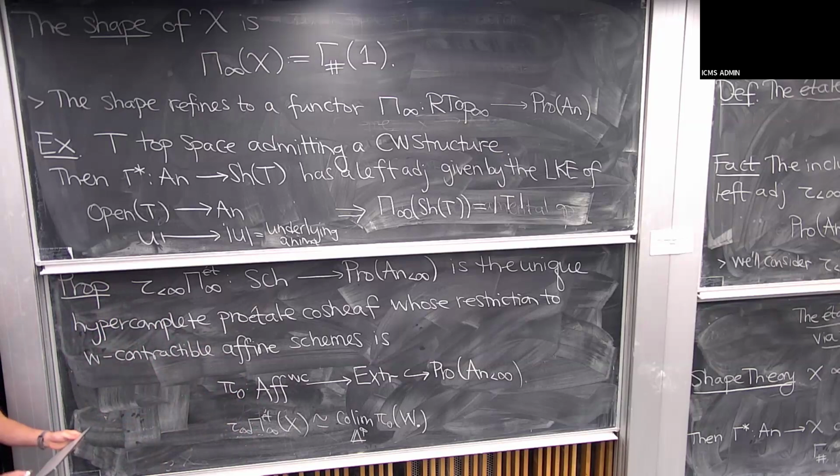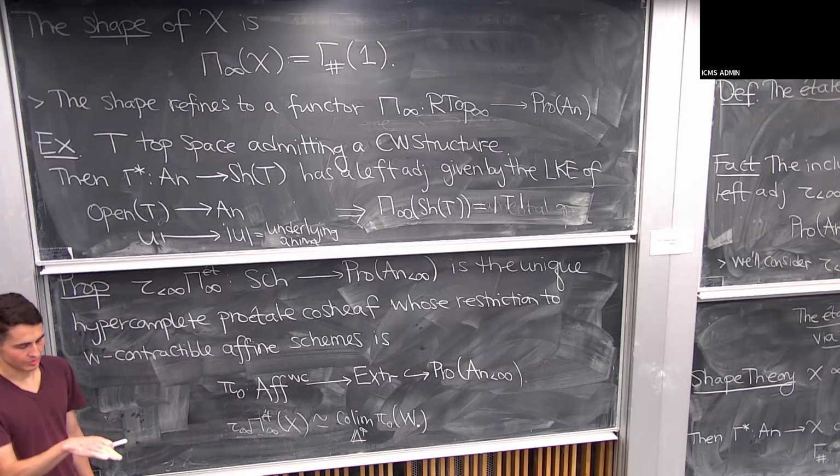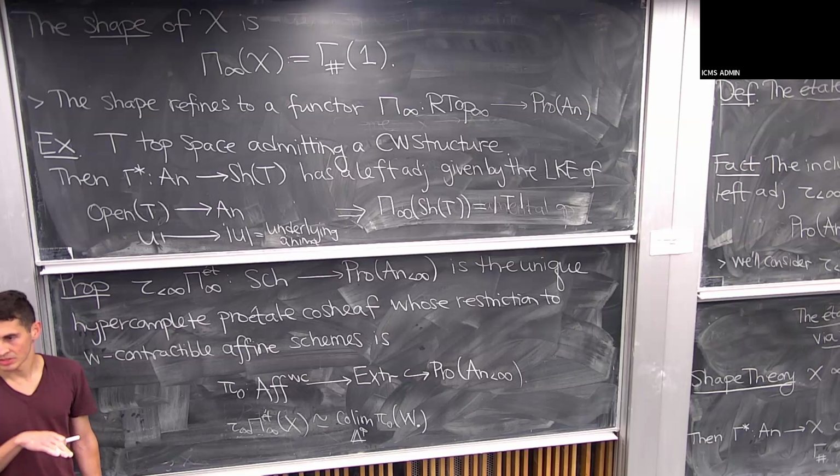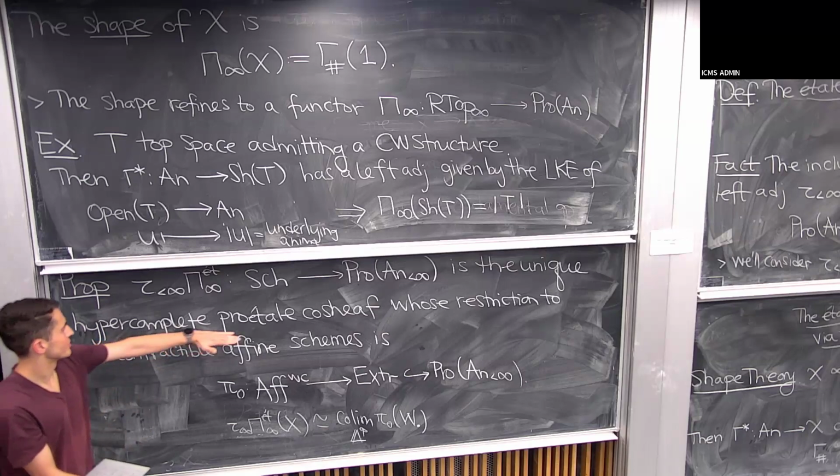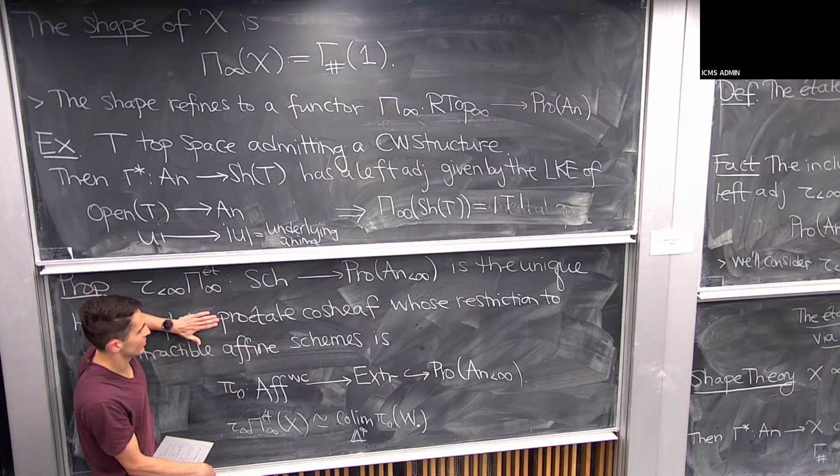Any other questions? What kind of limits and or colimits does the shape functor preserve in general? So it's a left adjoint functor from topoi and right adjoints to pro anima. So that tells you anytime you have some covering in your topos, you can write the shape as a colimit over the covering. That's actually what gives you this property, the pro-étale cosheaf.